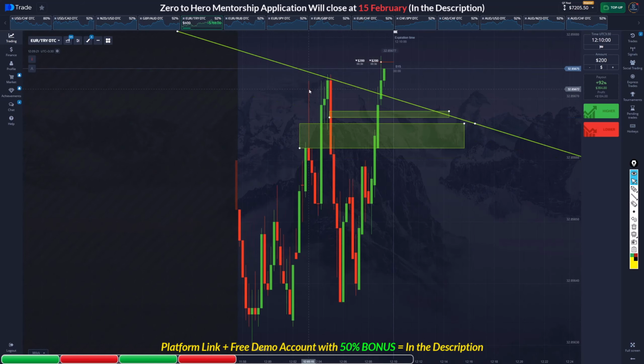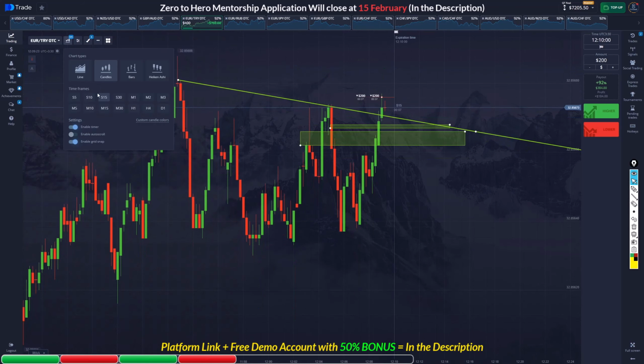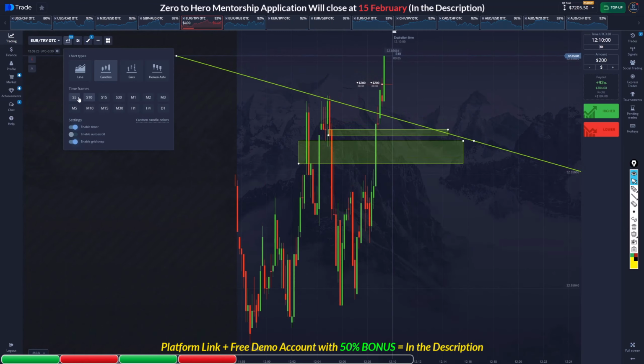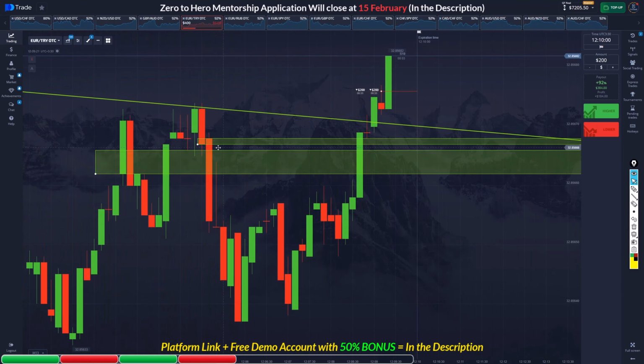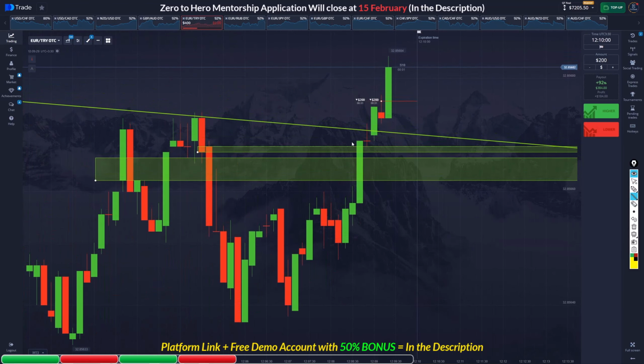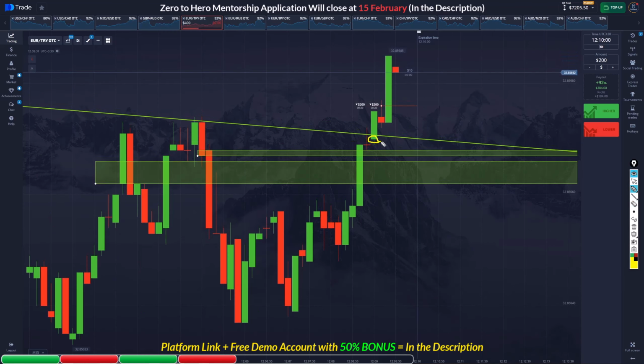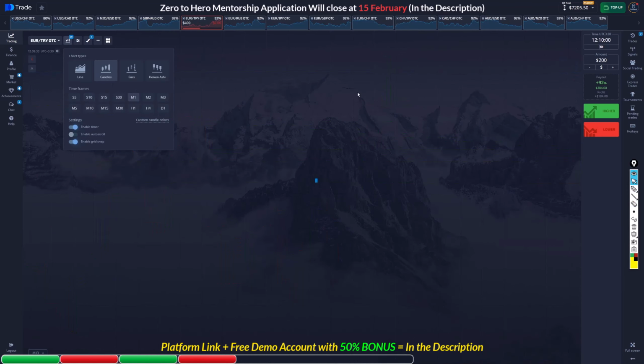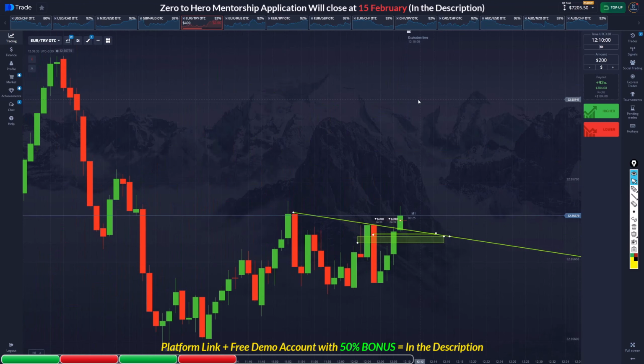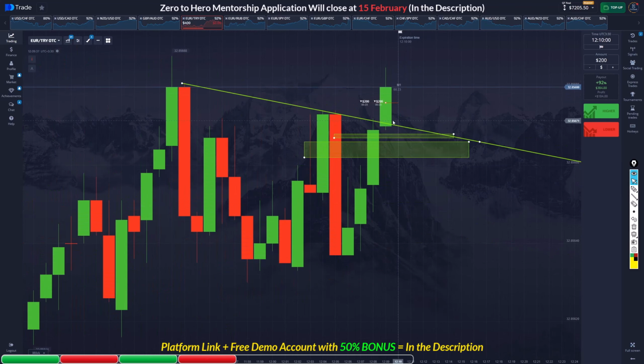You can see that my entry was exactly at this area. But the next candle opened with a gap up and made us lose this trade. That was an unlucky moment. But I believe this should give us a candle like this, you know. Let me see. Yes.